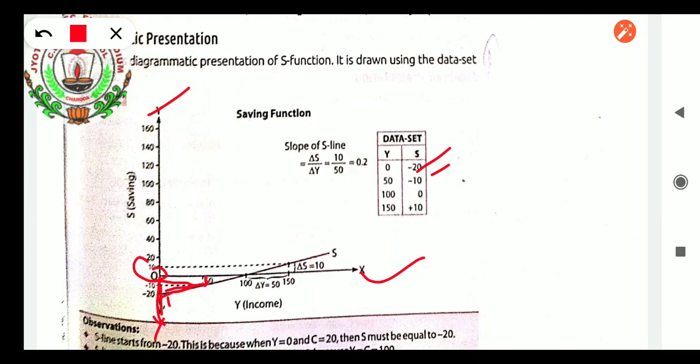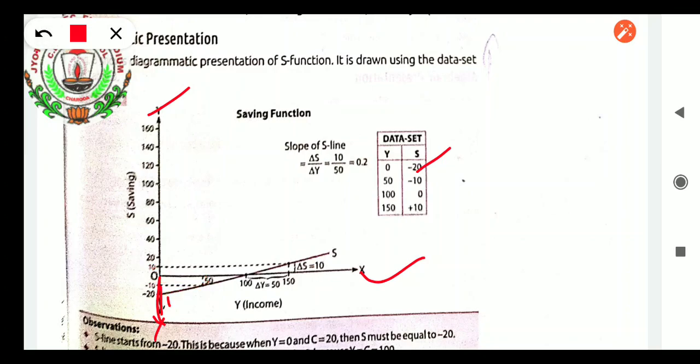So here minus 20, 50, and then 100. When your income was 100, saving was 0. So on the 0 line, when your income increases to 150, the saving increases to plus 10. So here the line has been drawn like this, connecting the S points. So this is the S function, students. Have you understood how the S function has been drawn?